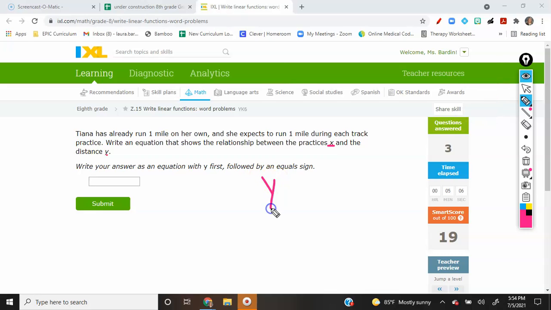So we want it to be in line with y equals mx plus b. We know it's going to start with y equals. My m is going to be the number of practices. So how many miles is she going to run every practice? 1. Does this say how many practices she's going to this week? It just says during each practice. We can assume, but it doesn't say. So it's unknown. They might only have 2 practices. They might have 3 practices. Or they might have 2 a days and go twice a day to practice.